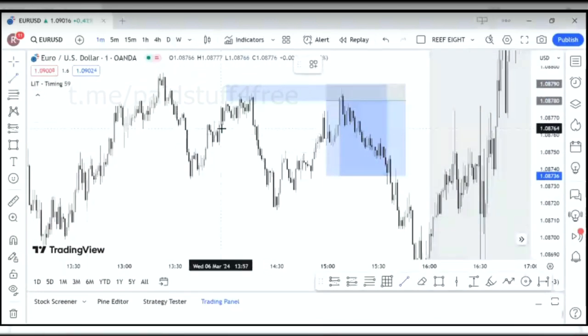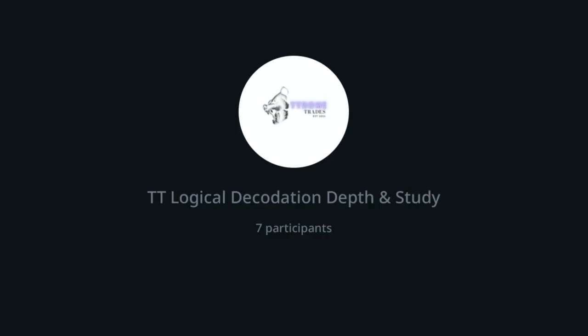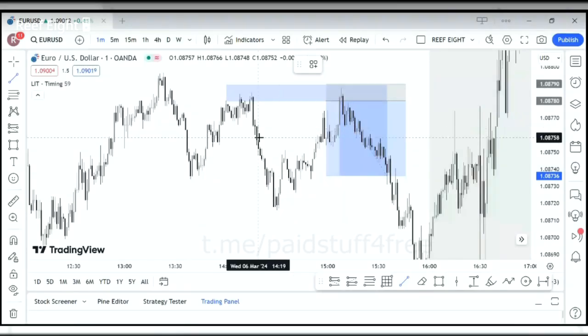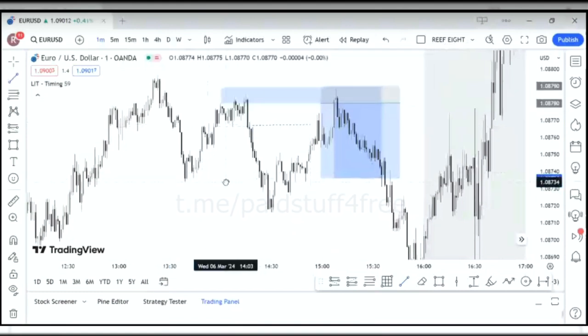Look at the candlesticks. Where is the internal range liquidity? Is here. Look at these 3 candlestick pattern formation. This candlestick violated this candlestick's high. So this one becomes the swing high. You can see clearly. So this one becomes the swing high.